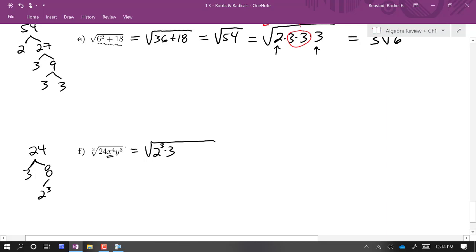X to the 4th, I'm going to choose to write as x cubed times x, and then times y cubed. Now, I could have written x to the 4th as x squared times x squared, but it's more helpful to write it as x cubed times x. And I forgot to say, the index of this radical is 3. I need perfect cubes. So I'm going to take out an x, I'm going to take out a y, I'm going to take out a 2. So outside of this radical, I've got 2xy. Once I do that, those are gone, and what's left inside is 3x. So 2xy times the cube root of 3x.